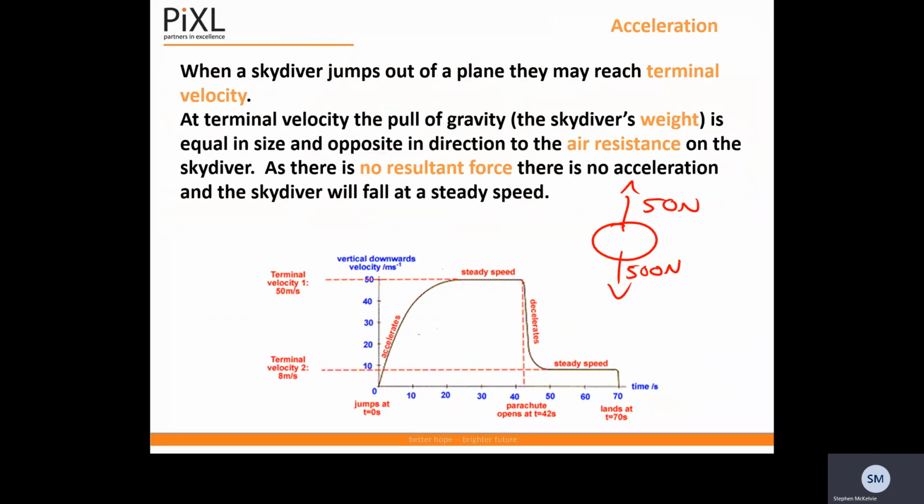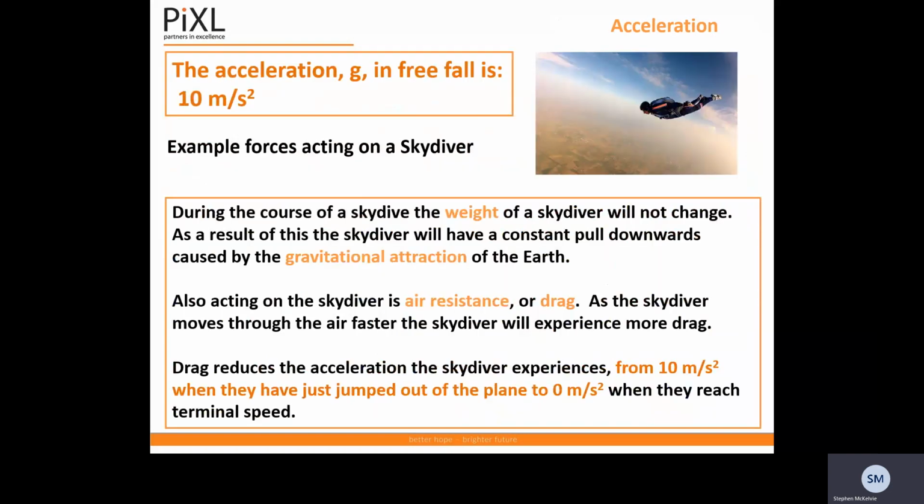The acceleration in free fall is 10 meters per second squared. So every 1 second that you're falling through the sky, you will be increasing your velocity by 10 meters per second. The weight will not change, but you will have a constant downward pull by gravity. Air resistance and drag will be pulling on the skydiver, having an opposite force upon the motion of the skydiver, and eventually the acceleration will go to 0 meters per second squared.